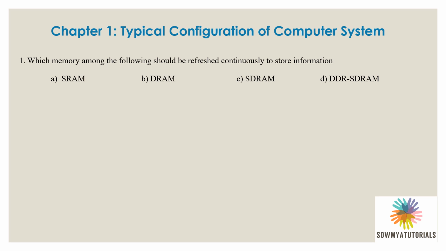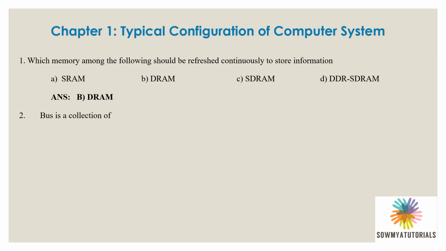So the correct option is option B, dynamic random access memory, because the DRAM should be refreshed continuously to store the information.